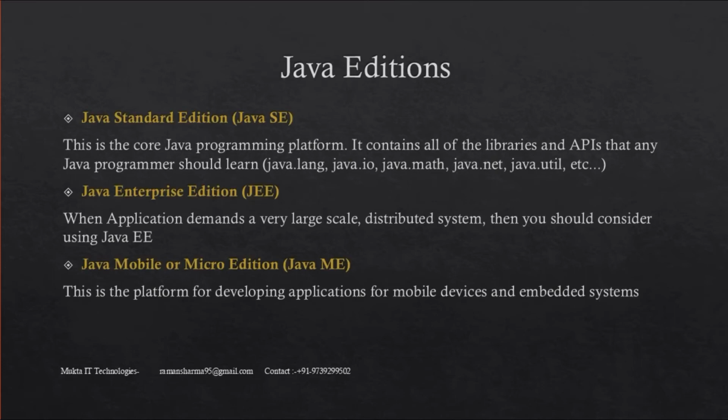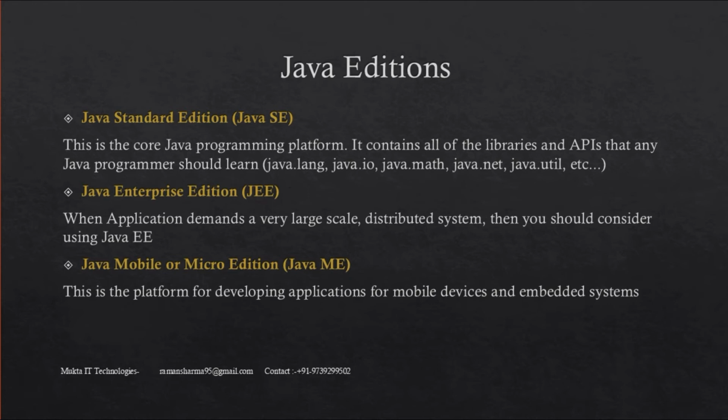What are the Java editions available? There are three editions of Java available. One is the Standard Edition. This is basically the core. When we are talking about core Java, we are talking about the Standard Edition. It contains libraries like java.lang, java.io, math, net, etc.